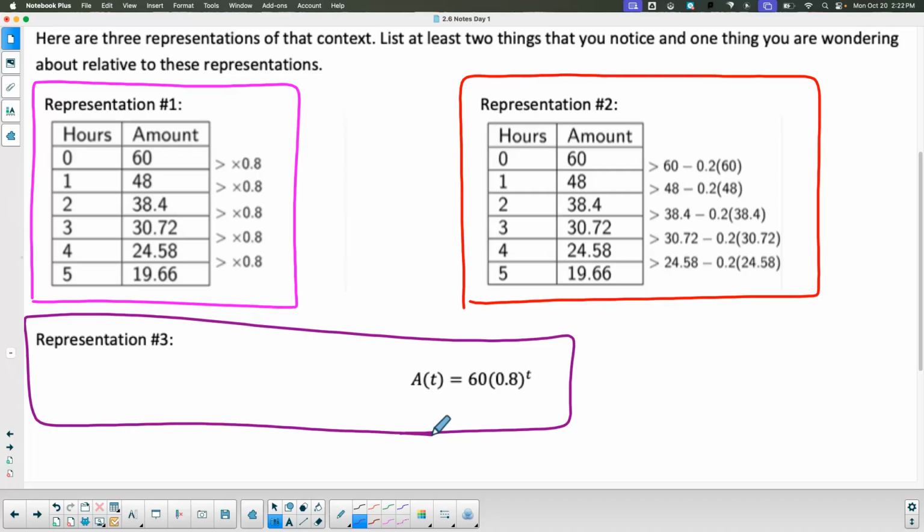Purple is the equation, like table. Okay, so purple would be which kind of an equation would it be? It is the explicit equation. Okay, it is the equation for the function of the amount of milligrams of medicine left in your system after T hours. Anything else that we notice?